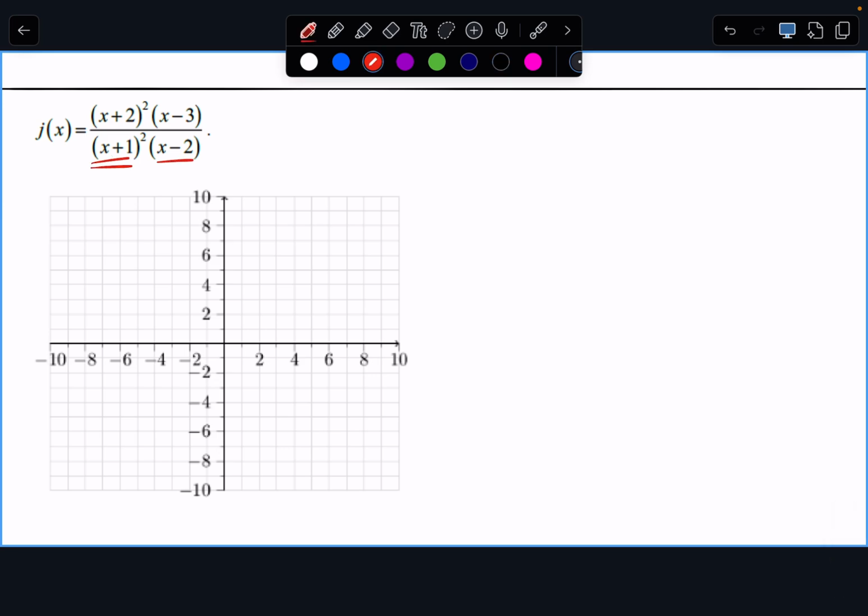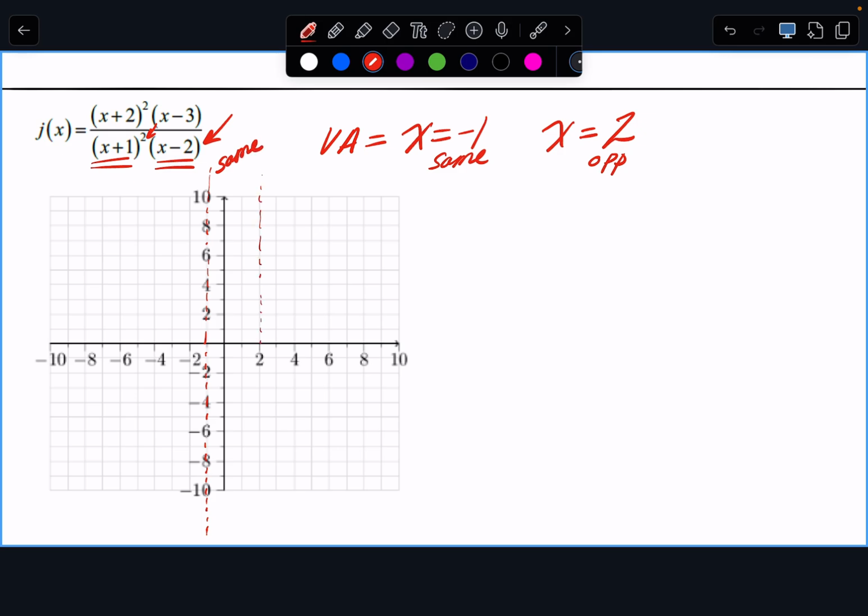So our vertical asymptotes come from the bottom. I like it when they're already factored. It makes it quick. So aren't my vertical asymptotes at x equals -1 going in the same direction because it's squared, and then x equals 2 and it's going in the opposite direction because it happened once. This is a really good one. It has all of the advanced elements that you'd need to remember. So -1, we write same, +2, we write opposite.